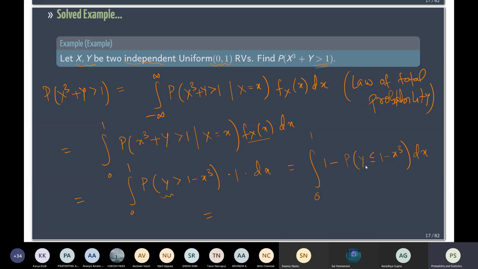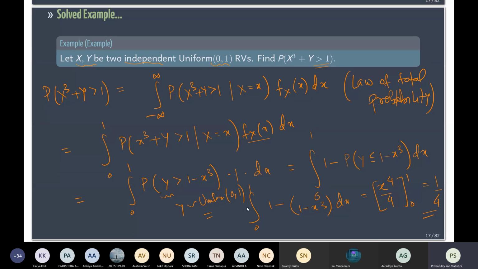So this is like the CDF of the uniform distribution, right? The CDF of the uniform distribution is the same guy. So this is 0 to 1, 1 minus x cube dx, right? So this is x, the 1 gets cancelled. So x to the 4 by 4, from 0 to 1, and this is 1 over 4. Okay, and this is because y is uniform, 0 to 1.